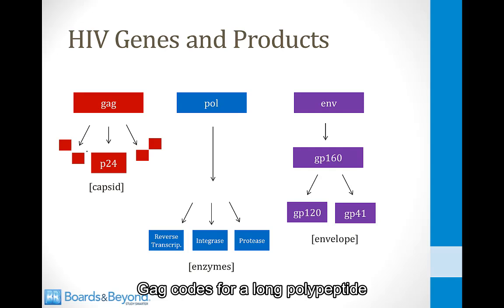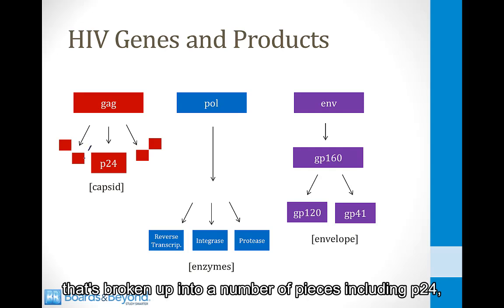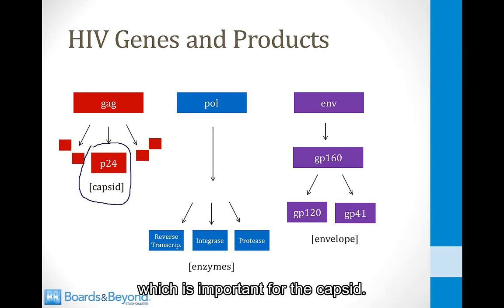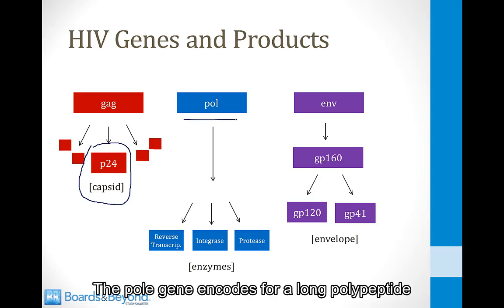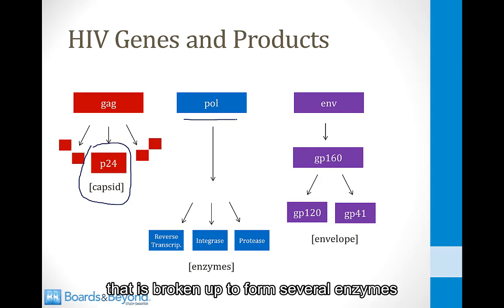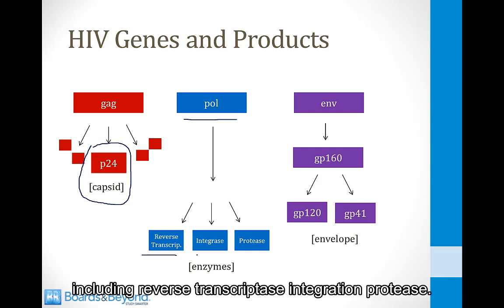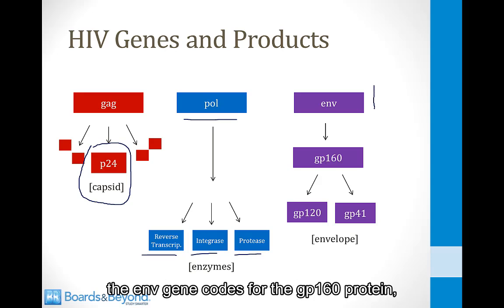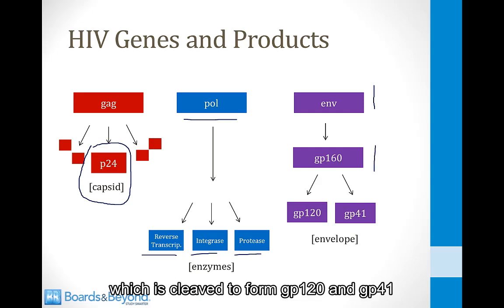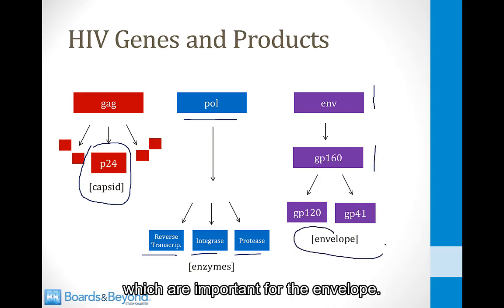GAG codes for a long polypeptide that's broken up into a number of pieces, including P24, which is important for the capsid. The POL gene encodes for a long polypeptide that is broken up to form several enzymes, including reverse transcriptase, integrase, and protease. And then, as we talked about before, the ENV gene codes for the GP160 protein, which is cleaved to form GP120 and GP41, which are important for the envelope.